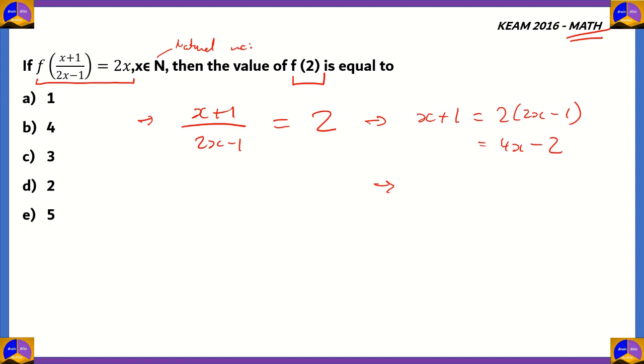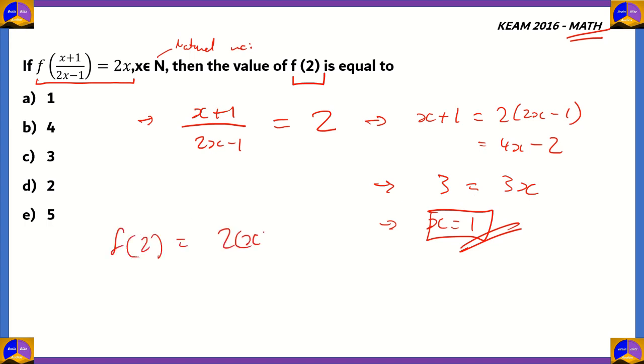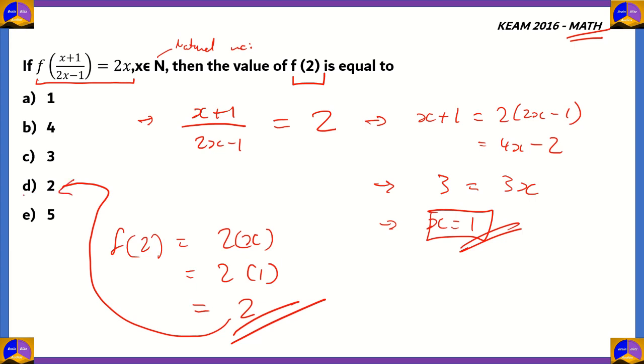So therefore, let's take the x on the left-hand side to the right-hand side. Minus 2 becomes plus 2 in the left-hand side. So 1 plus 2, that is 3, equals 4x minus x, which is 3x. So therefore, x equals 1. So now we know that x equals 1. So f of 2 will be equal to 2 times x, which in this particular case is 2 times 1, which is equal to 2. So therefore, the correct option is option D, 2.